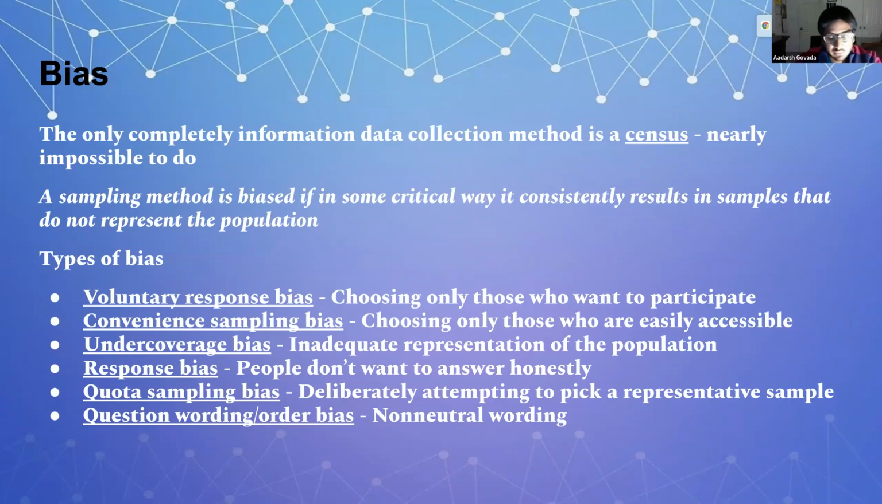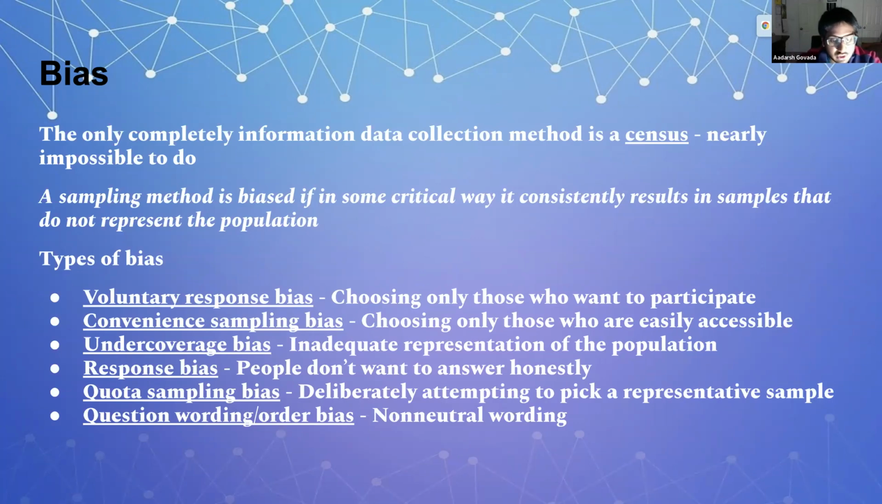Then there's quota sampling bias, which is good intentions, but it never works. That is if you try to pick people from different groups to make your sample representative, that is an absolute recipe for disaster. Just trust the randomness. Take a random sample. Do not try to pick a representative sample. That will not work. That is quota sampling bias.